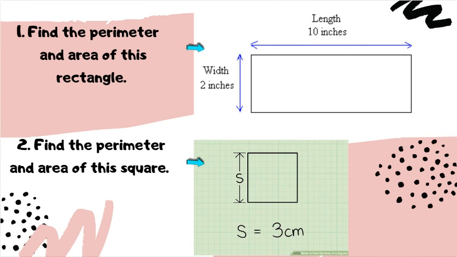To check your understanding, you may try to do these questions. First, find the perimeter and the area of this rectangle. Second, find the perimeter and the area of this square.